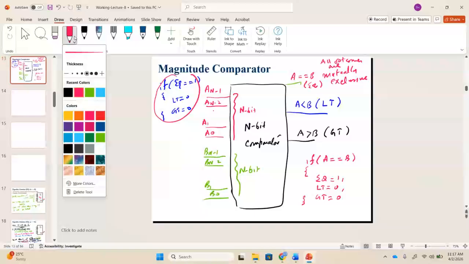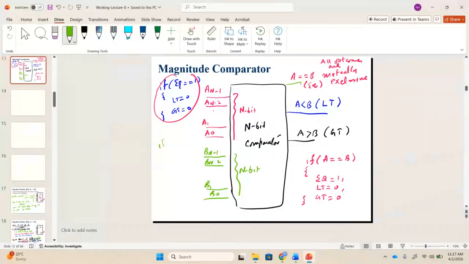Can we write something like this? If we say if GT is equal to 1, what does it imply? This implies that LT is equal to 0 and EQ is equal to 0. Now we can say if LT is equal to 1, less than is equal to 1, what does it imply? GT will be equal to 0 and EQ will be equal to 0. Any question? Should we proceed?